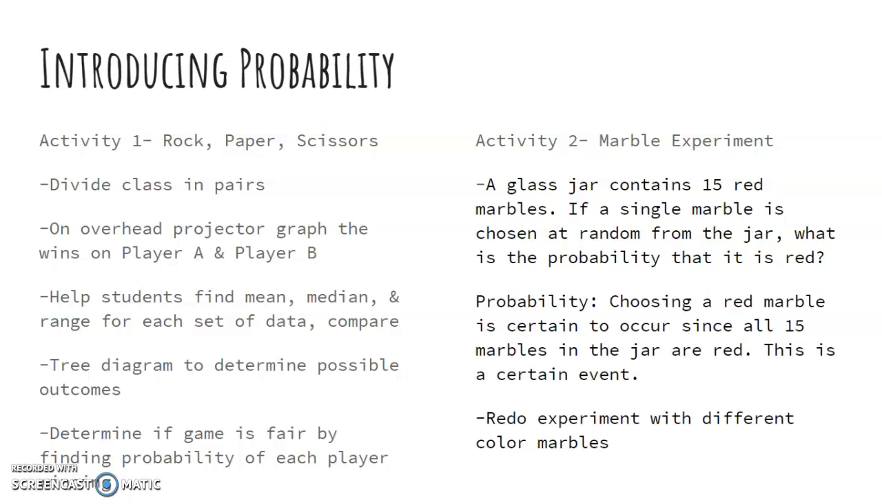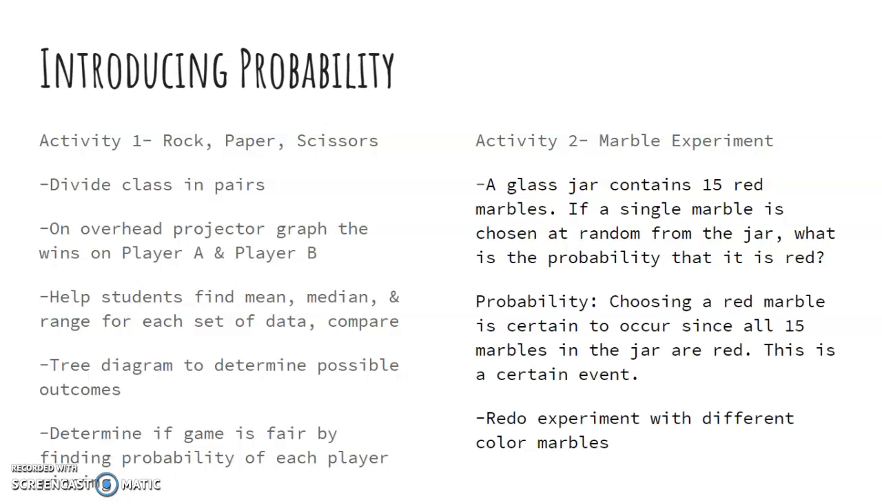First, you divide your class into pairs, and then on an overhead projector or maybe even on the whiteboard, you will graph the wins of player A and player B. Next, you'll help students find the mean, median, and range for each set of data and compare. I would do this as a class. Again, we're introducing and getting them comfortable with it, so we want to do this guided.